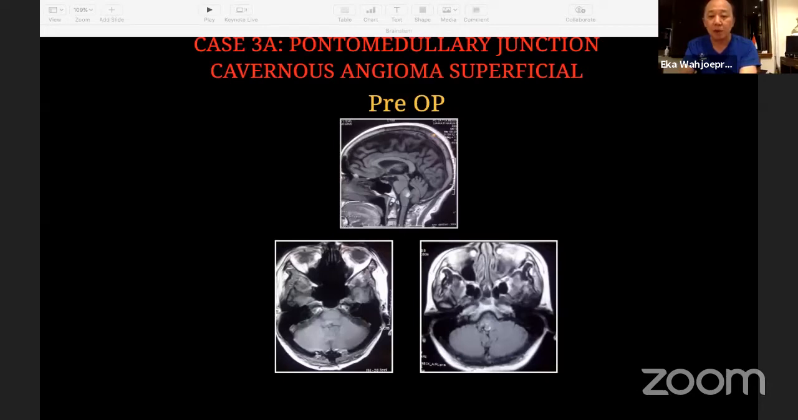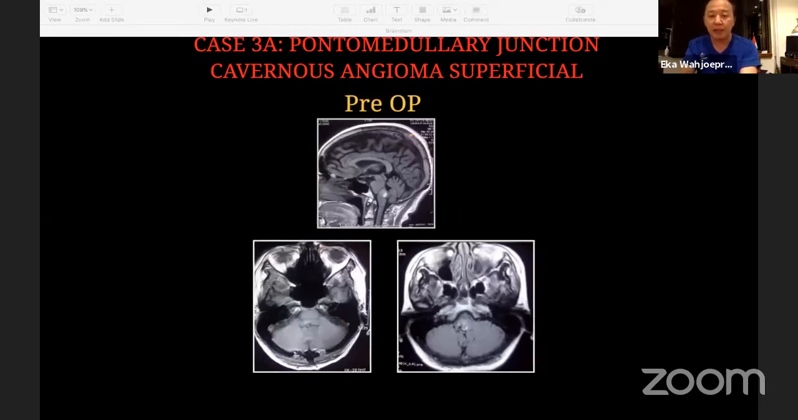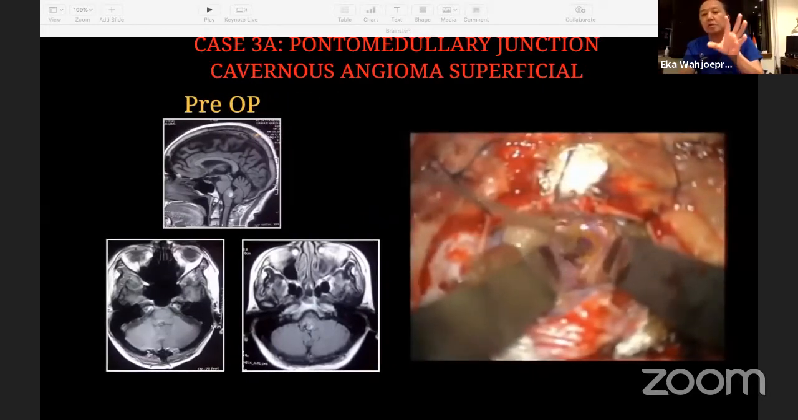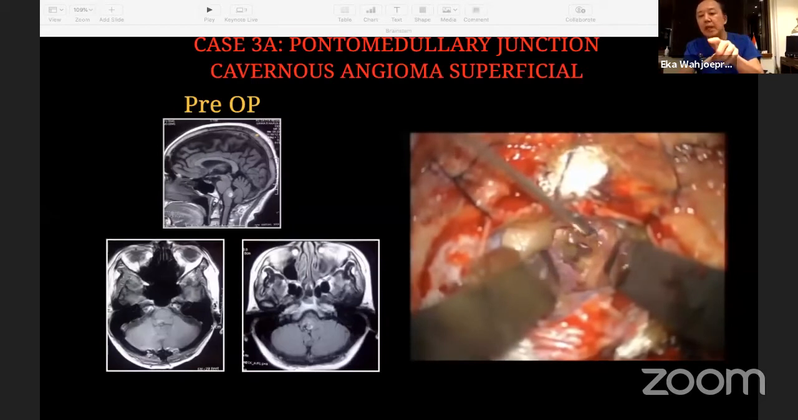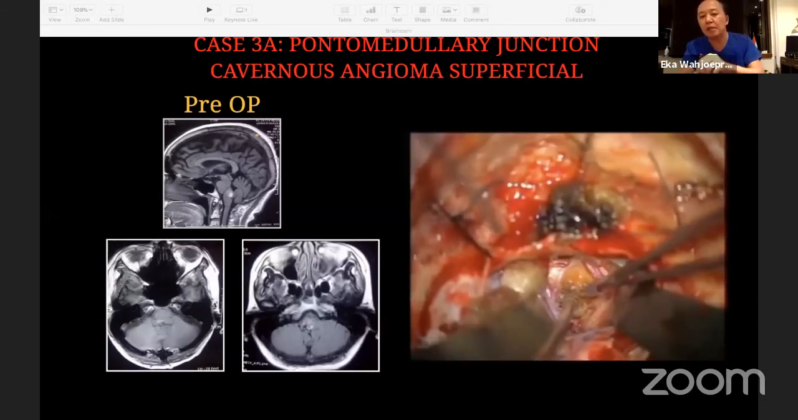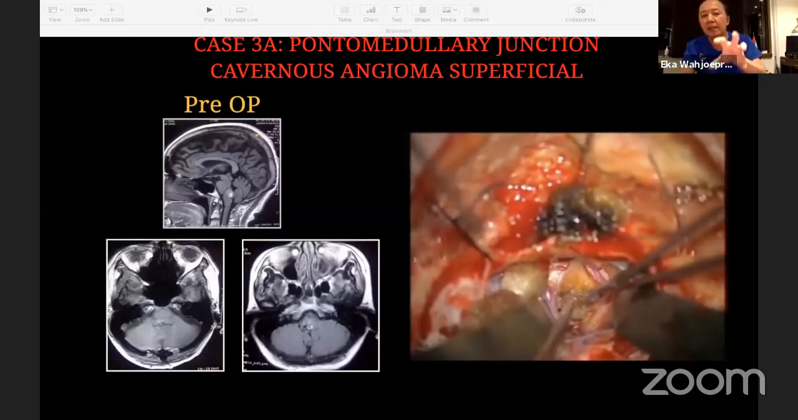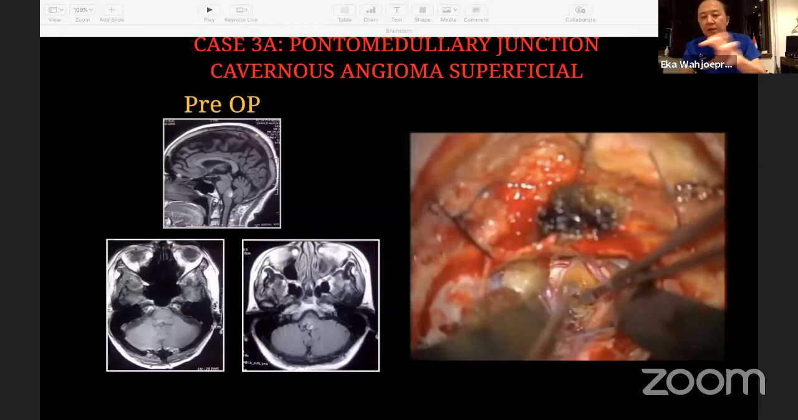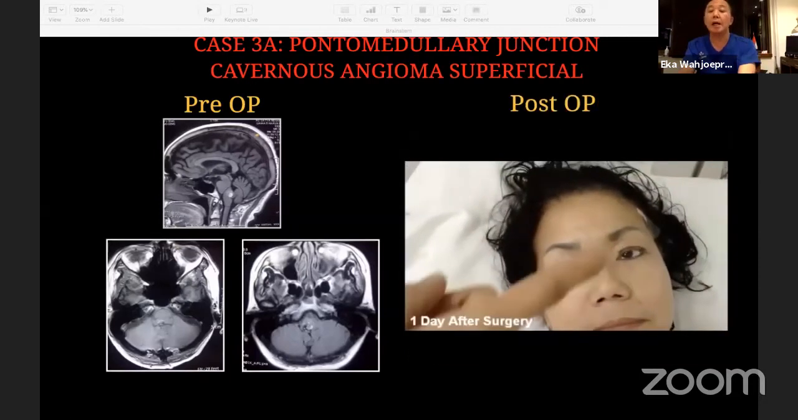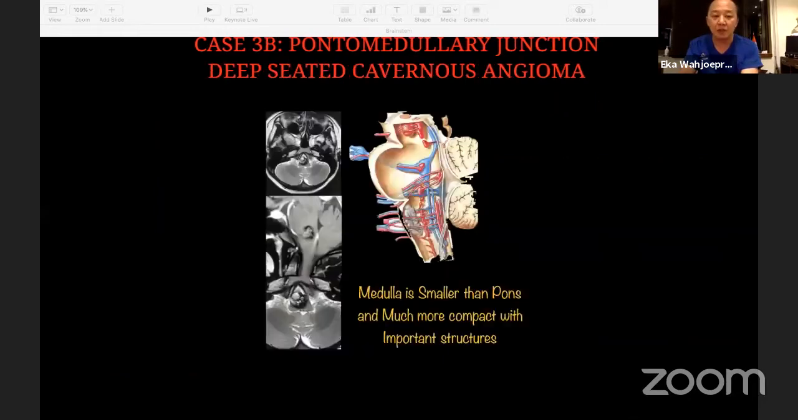So this is a small cavernoma you can see in the pontomedullary junction. And again, this is not a difficult case. We just need a good microscope and prone position. You can see that there is like a yellowish area, meaning hemosiderin there. Then we just dissect clearly, and because this is located superficially, we can remove it without any problem. You can see this is the movement of the eyeball after surgery.